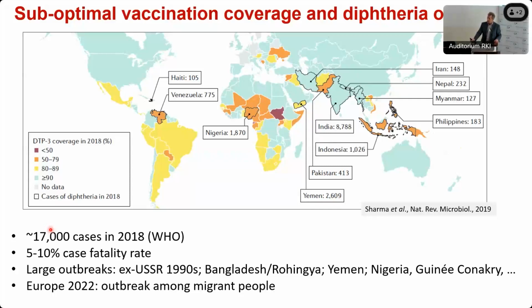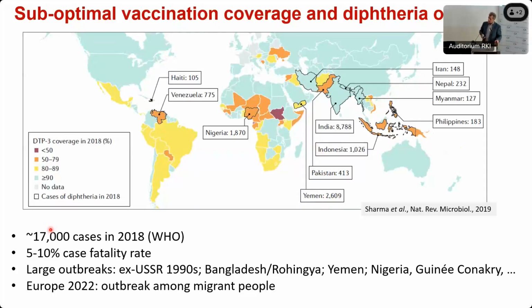And so you see the darker red the countries, the lower the vaccination rate. And in squares, you can see the recent outbreaks of diphtheria. For example, in Yemen, in 2017, there was an outbreak, and you can see that the vaccine coverage is suboptimal.